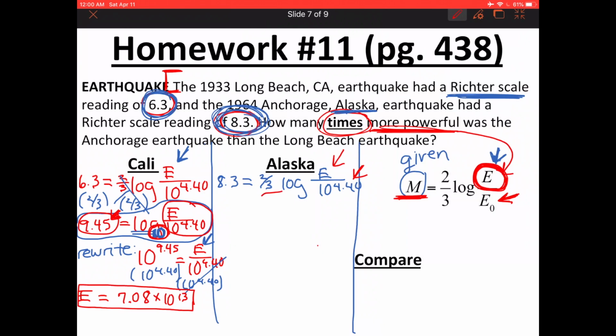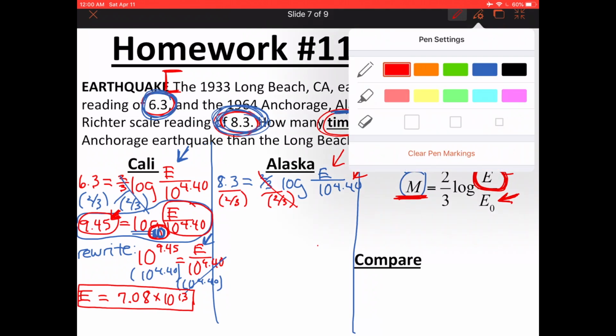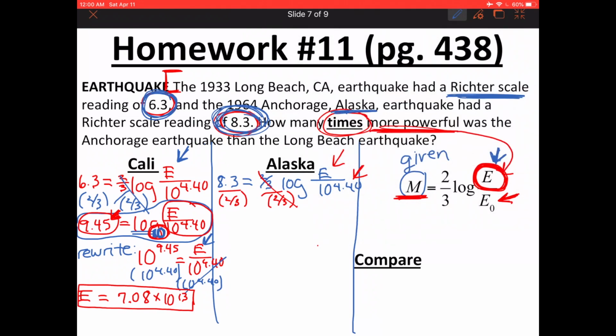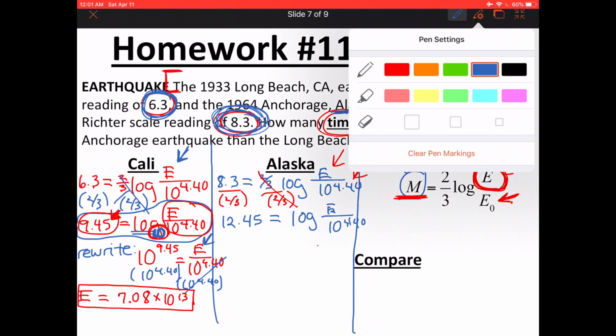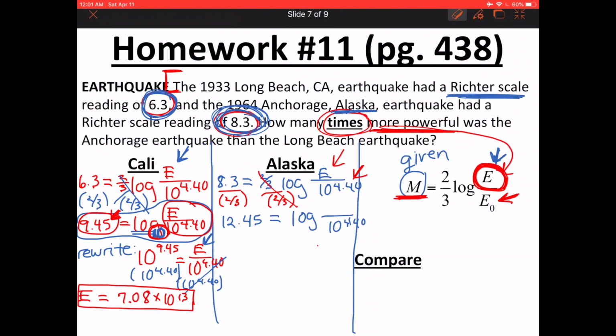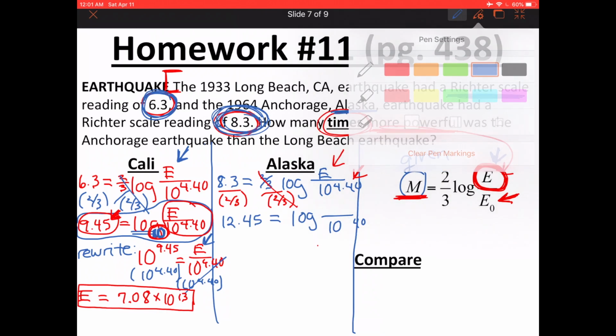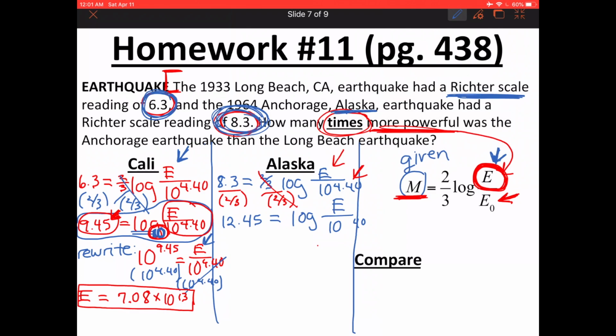The first step is to divide both sides by 2/3. Here on the right of the equal sign, they cross out. 8.3 divided by 2/3 gives me 12.45 equals log of E over 10 to the 440. Okay, so let me just rewrite that to make it a little bit easier to read. Log of E over 10 to the 440.